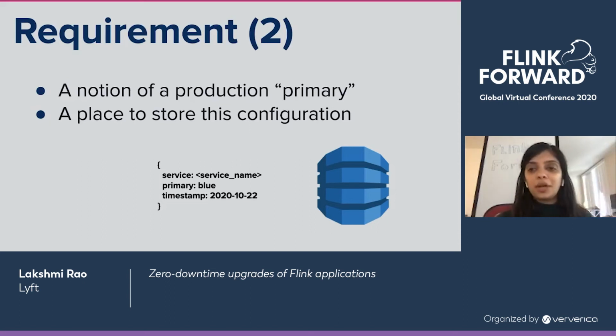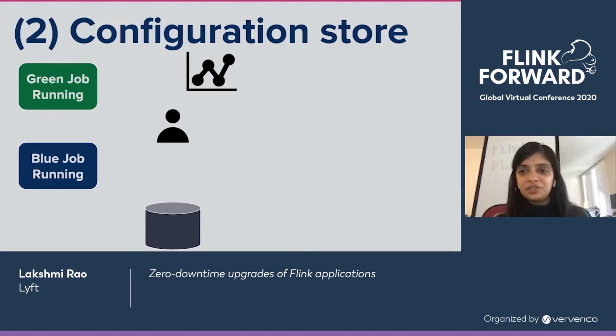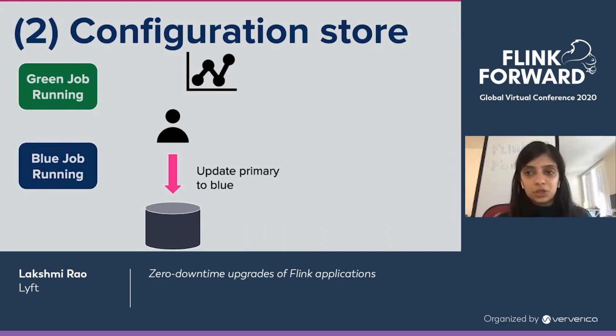And so let's walk through what actually happens after these two jobs are brought up. How does this configuration store fit in? So we left off with the two jobs running, green and blue. Green was the old one, blue was the updated one. And then the user comes back into the picture. The user wants to verify that the update was successful, that is, the blue job is running fine. They may look at metrics, they may check if they're getting paged or if alerts are being triggered. And if everything looks fine, they go ahead and update the production primary to blue in the configuration store.